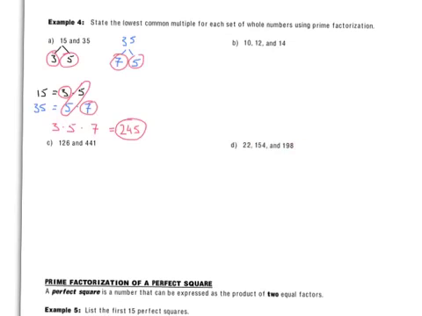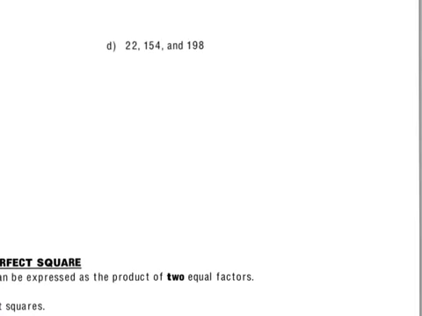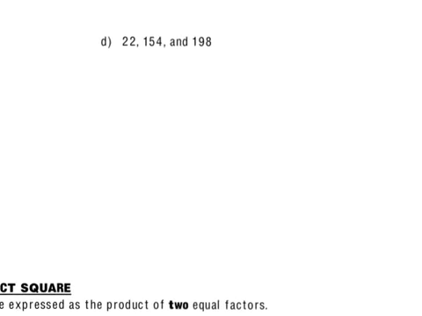Let me zoom in here. I will need lots of space because I have 3 numbers this time, so the lowest common multiple of 3 numbers. Again, same method. I'm going to start with doing the prime factorization for all of my numbers first. So 22 factors into 2 times 11, and both of those are prime, so I'm going to circle them.